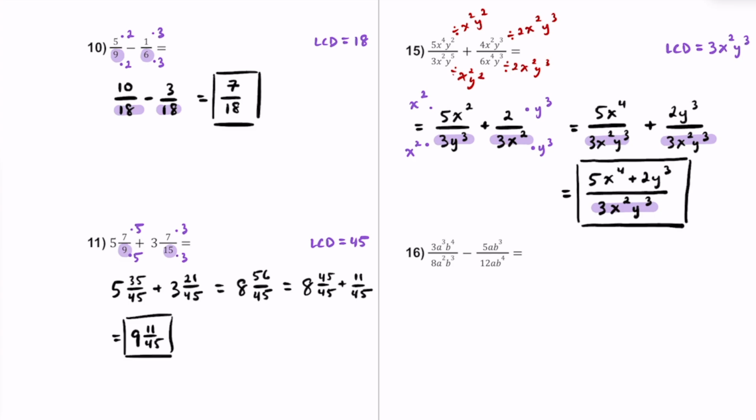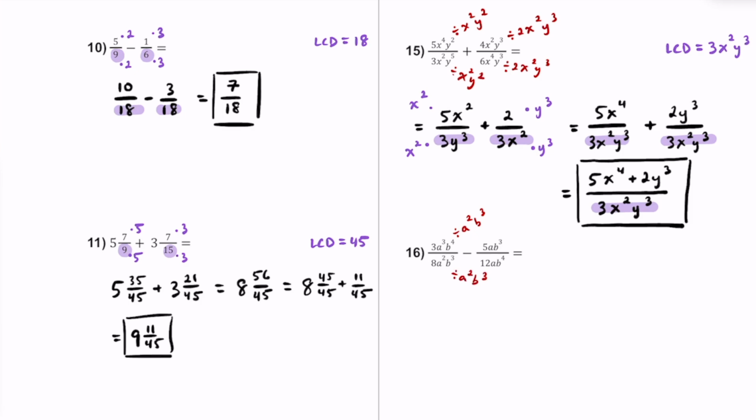All right, let's try one more problem here. For number 16, let's go ahead and see if we can simplify first as well. On top and bottom, I think we can divide both by, we've got to leave the 3 and the 8 alone. We can divide by a squared b cubed. I think we can go ahead and do that on both top and bottom, divide by this a squared b cubed.